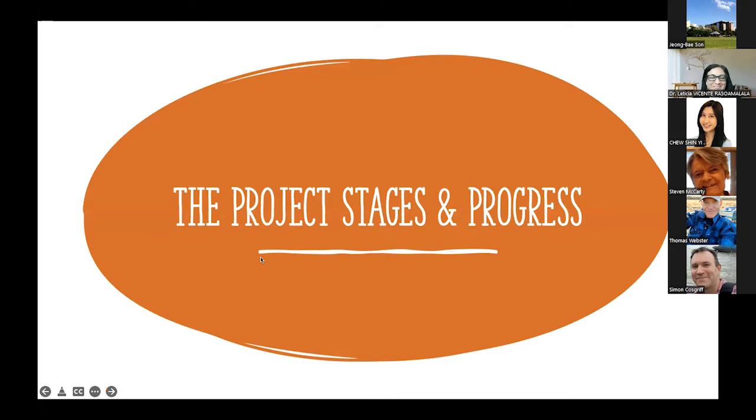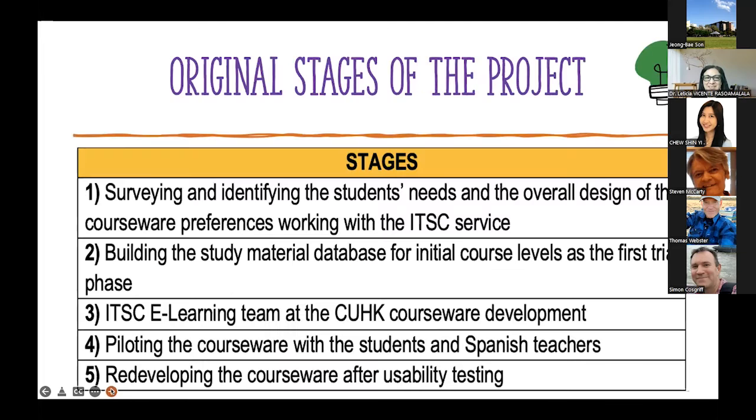Okay, so I will go quickly to the project stages and progress. These were the original stages of the project. The first one was surveying and identifying the students' needs and the overall design of the courseware preferences, working with the university IT service. The second stage was building the student material database for initial course levels as the first trial phase. The third one was the IT e-learning team at my university developing the courseware.